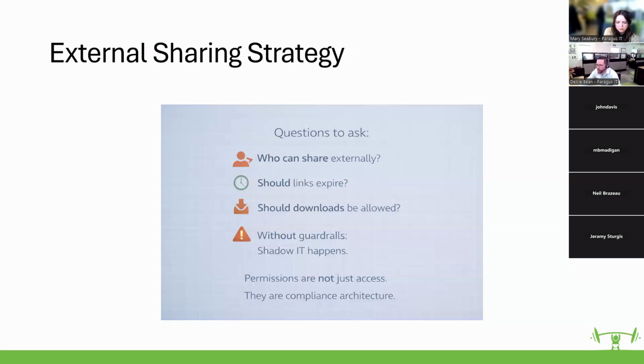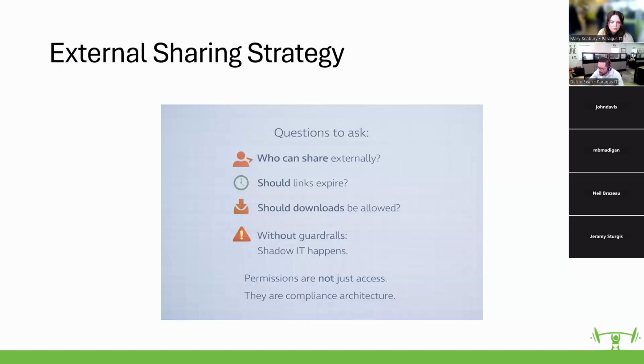Without defined guardrails, shadow IT inevitably grows. If users find external sharing too restrictive or confusing, they're going to look for alternative tools, personal cloud accounts, file transfer services, or unofficial collaboration platforms. That creates fragmentation and compliance risks that are outside of your controlled environment. So permissions are not just about convenience or access control, they're also about compliance architecture. They determine who can see sensitive data, how long access is going to persist, and whether the organization can confidently respond to audit requests, legal holds, or regulatory inquiries.